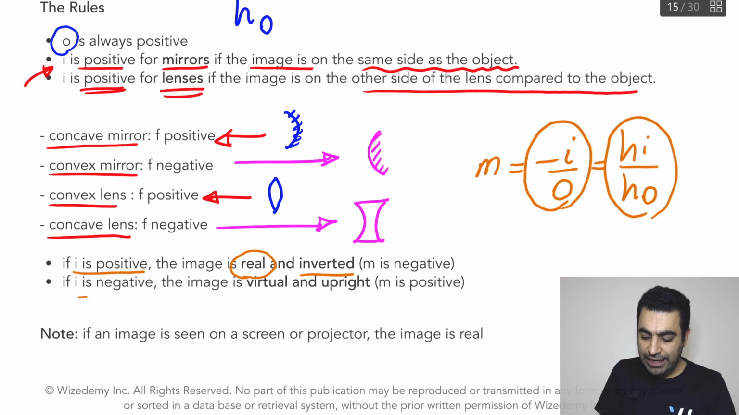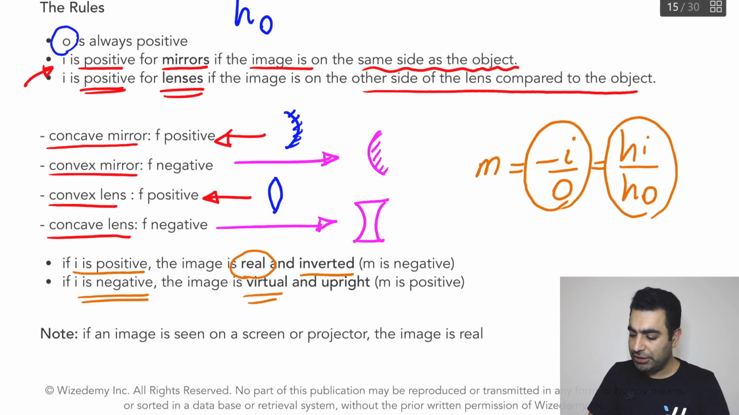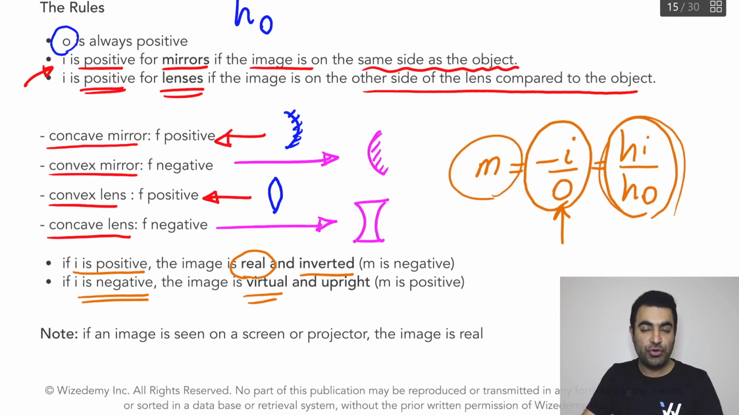Similarly, if I have a negative I, as we discussed earlier, we have a virtual image. But from the same equation for magnification, if I set I to be negative, that makes M positive, which means that the ratio of the heights is positive. As a result, we have a positive value for the height of the image. So it means that the image would be upright.